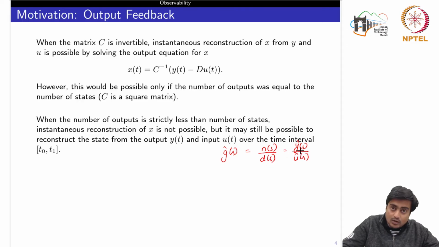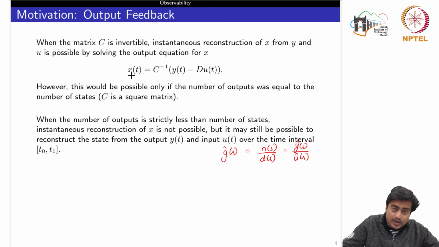Okay, but we know that the output is 1. So in that case we cannot have the invertibility of the C matrix. But what we want to know is whether it is possible, by collecting the signals y and u, to construct this x somehow or not.